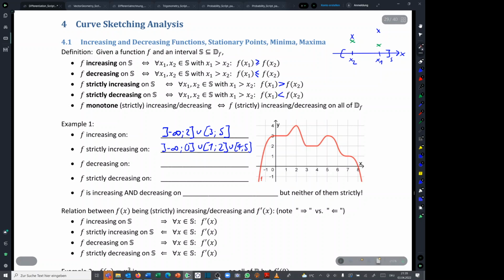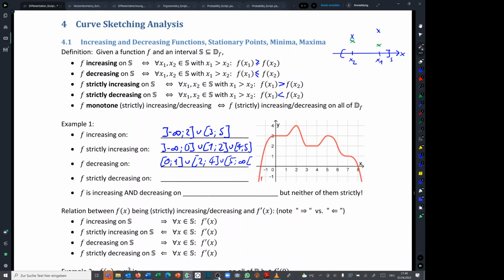Now find where it is decreasing. Stop the film, here comes the result. Well, probably you forgot about this region. Here, since it's horizontal, we can call it decreasing, or it's also decreasing here, and then it's again decreasing from here to here, and then from here until infinity.